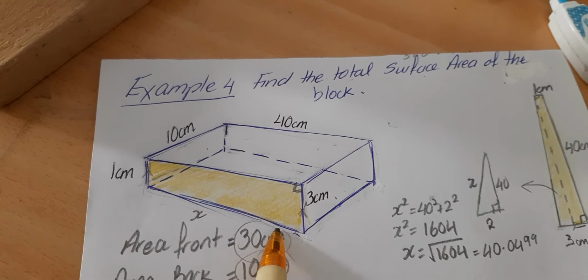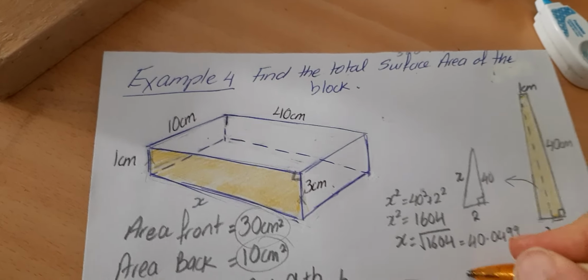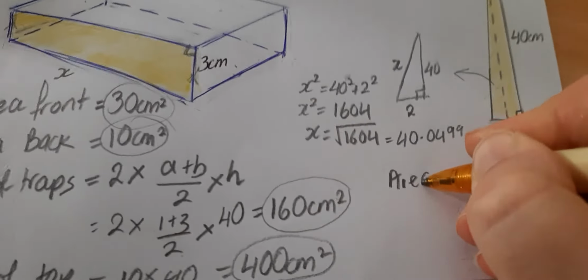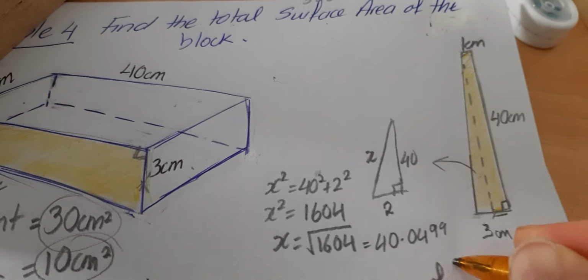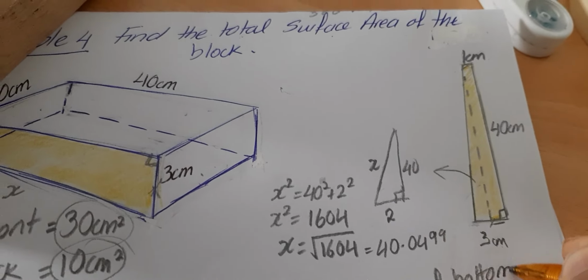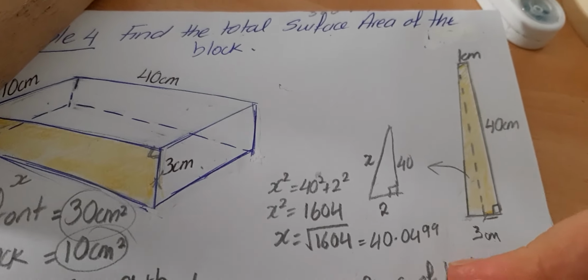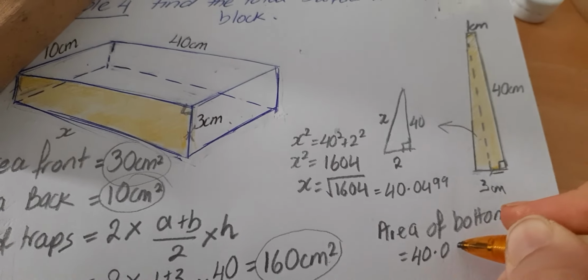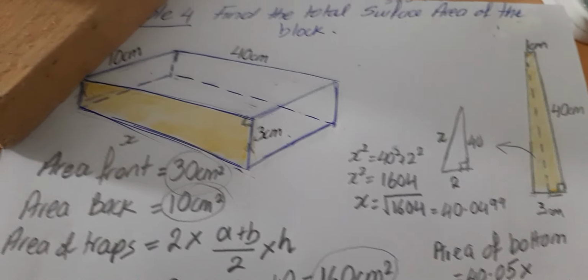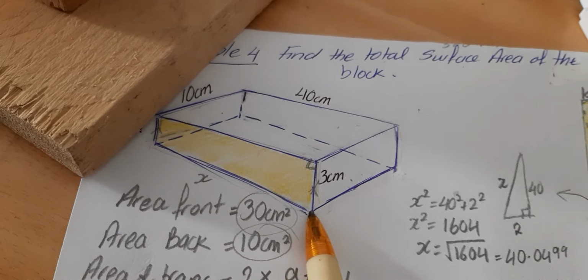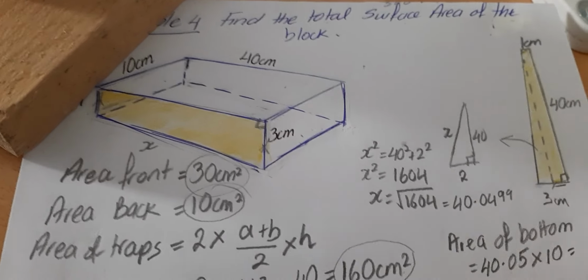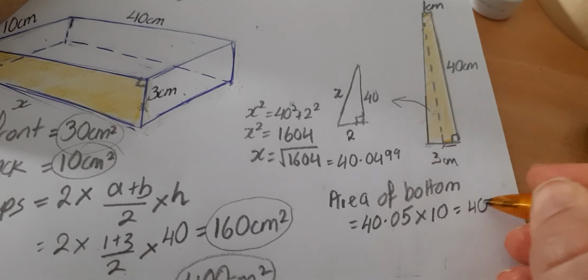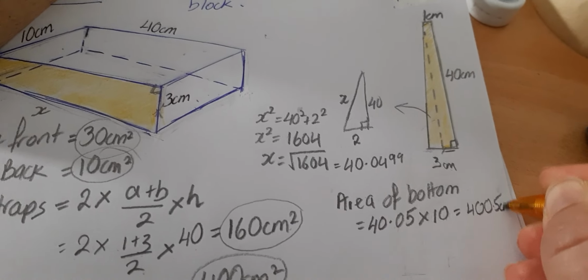and this side here is 40.05. So the area of the bottom equals 40.0499, or 40.05, multiplied by how far back it goes, which is 10. So we can do that in our mind. That's just 400.5 centimeters squared.